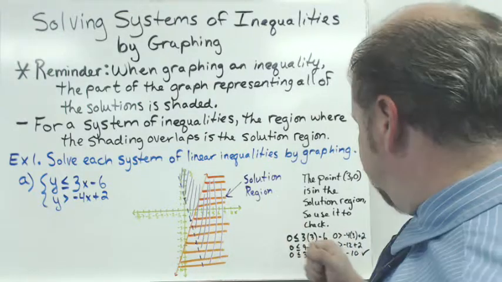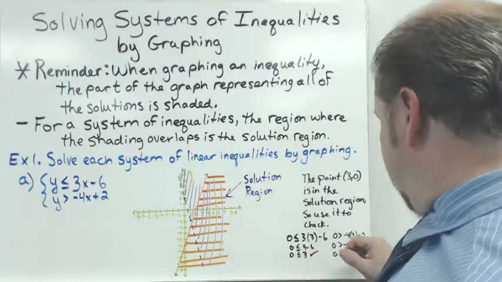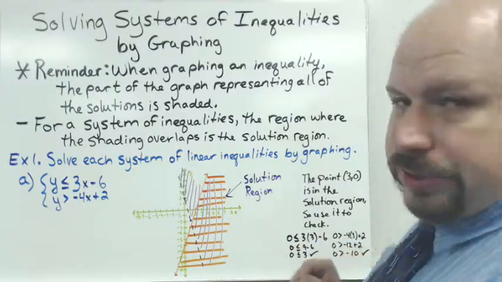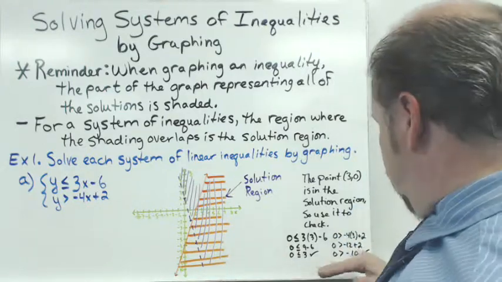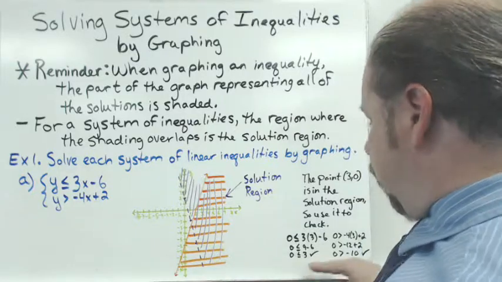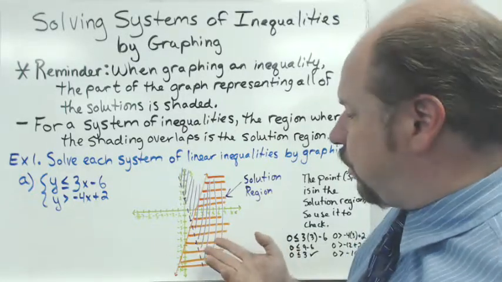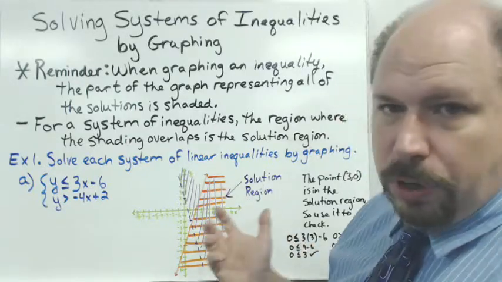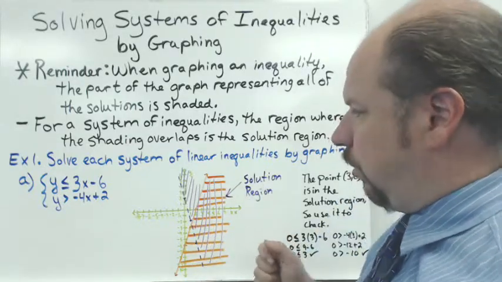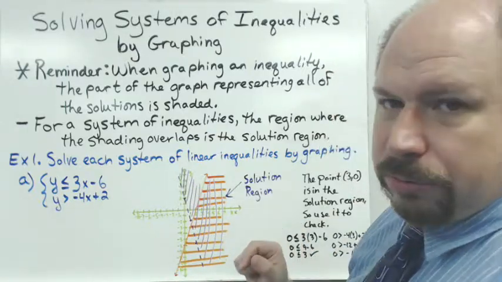That is true. And 0 is greater than negative 4 times 3 plus 2. So 0 is greater than negative 12 plus 2. So 0 is greater than negative 10. That again is true. So since that point works in both of the equations, it seems like we probably have the correct area shaded here. As long as we graphed carefully, we have the correct region shaded.